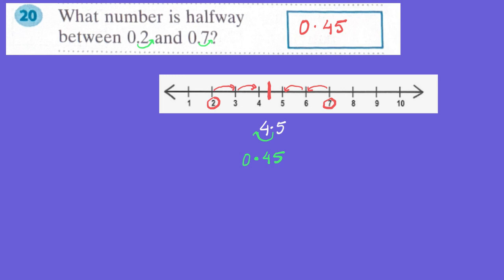Now the other way that you might have wanted to do this is using the algebra method. The algebra method says that we're going to find the average of 2 plus 7 and then divide it by 2. So 2 plus 7 is 9. Divide this by 2 and you get 4.5. And once again, you want to change the decimal point, so it'll be 0.45.